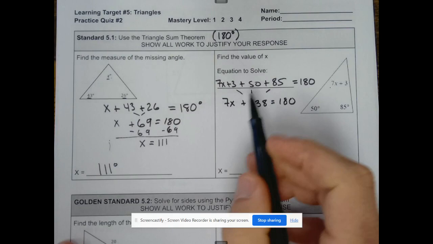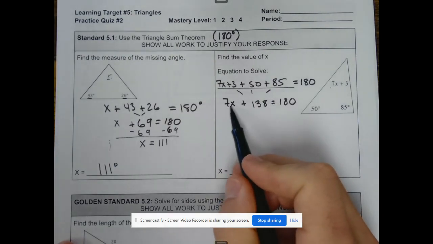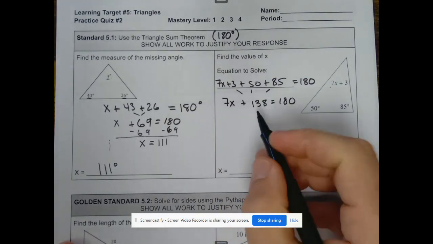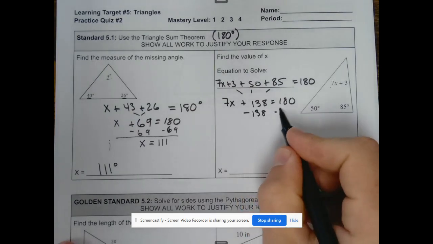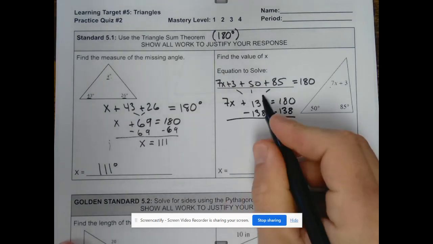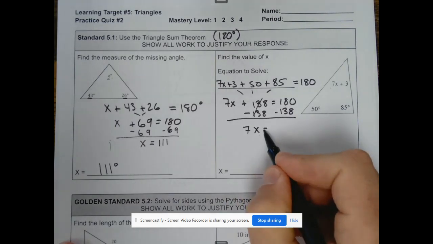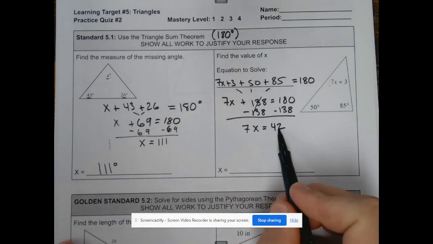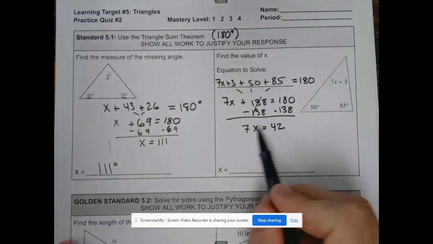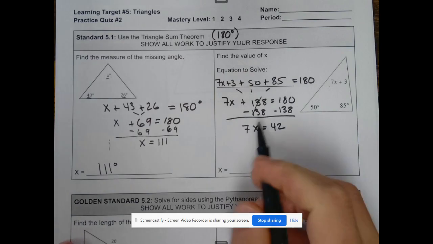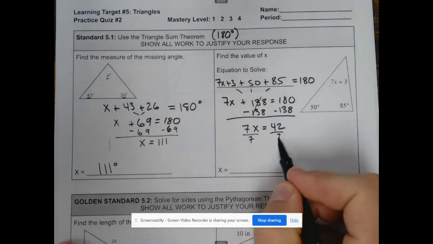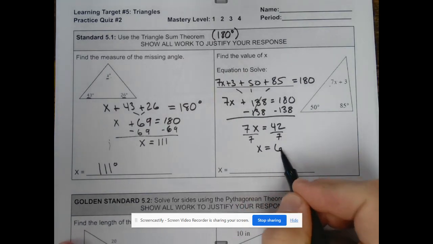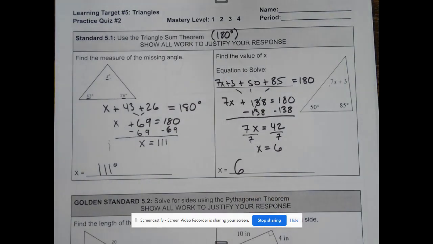Just like here, whatever this number is, 7 times this number, plus 138 equals 180. We need to find the difference. Take away 138 from both sides. That cancels, and you get 7x equals 42. Now, 7 times a number equals 42. So how many times does 7 go into 42? To do that, we divide. Divide both sides by 7 to get x equals 6. All right, that is standard 5.1. Again, the key, add everything up to equal 180.